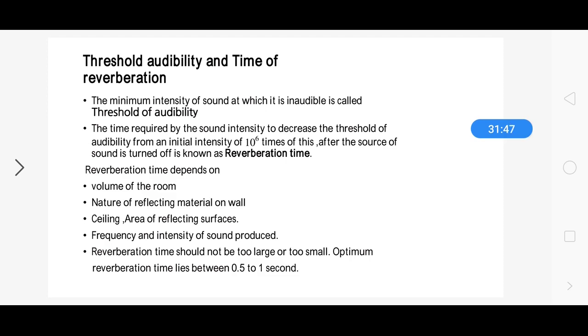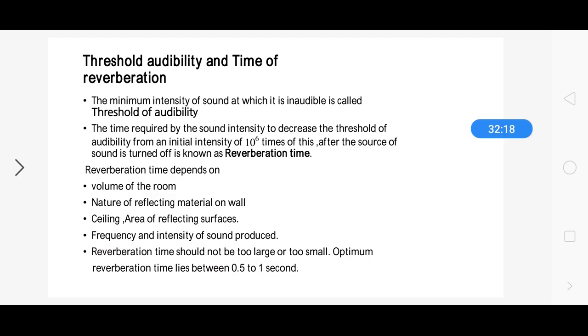Am I clear? So here the reverberation depends on the volume of the room, and also the nature of reflecting material, then the ceiling, the area of reflecting surfaces, the frequency and intensity of the sound which is produced. And the reverberation should not be too large or too small.